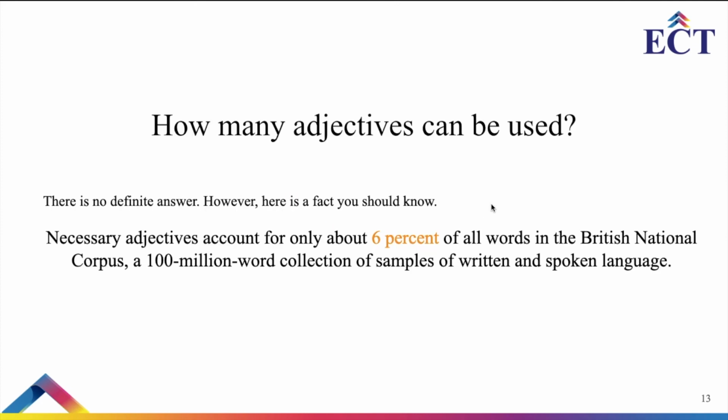Now, you may ask, how many adjectives can I use in a 500 word article? There is no definite answer for that question. However, here is a fact that you should know. Necessary adjectives account for only about 6% of all words in the British National Corpus. That means you got a benchmark. 6%, 10% is the maximum number of adjectives that you can use. My recommendation is to use adjectives only when they are needed the most. Otherwise, try to find better nouns and stronger action verbs so that you can describe an action rather than just telling something to the reader.